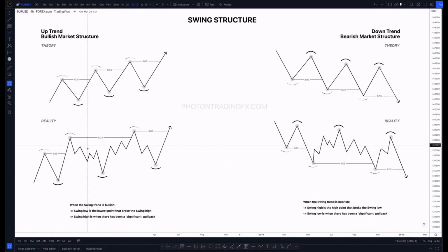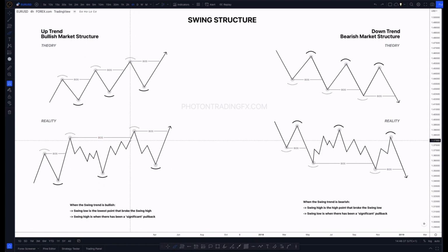Obviously, in reality, we can get a lot more complex price action, where you see a lot of highs and lows being broken, and the whole idea is how can we figure out where the true swing range, the swing high and the swing low, is that we want to work within. So when the swing trend is bullish, when we get a break of the swing high and we get that bullish break of structure, for swing structure we need a candle body close above the swing high.